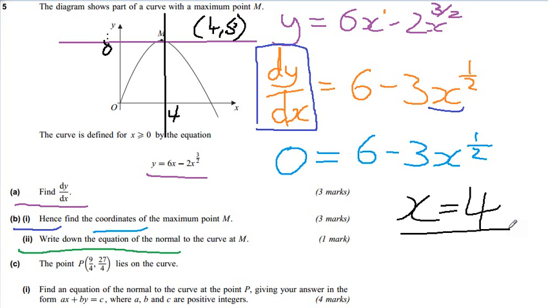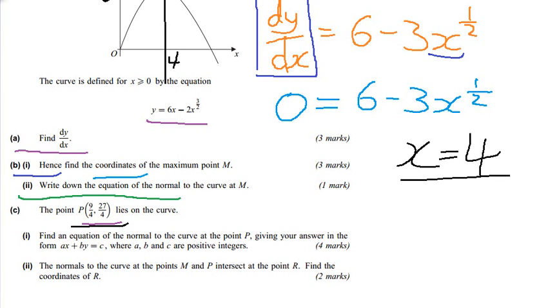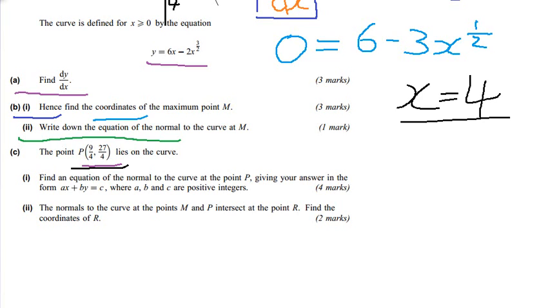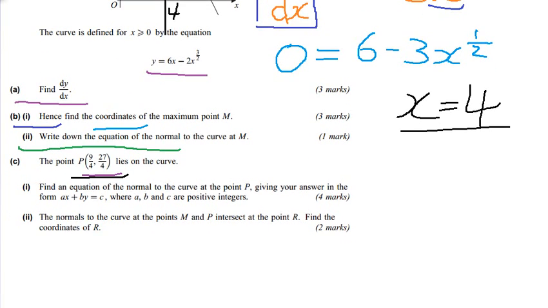Now the next question, this is where our 3-point plan comes in. We have a point P that lies on the curve. So find an equation of the normal of the curve at point P, and then give your answer in this form. So point P is 9 over 4 and 27 over 4. We are going to use the 3 points. Number one, we have to find an equation to the normal of the curve at the point P.